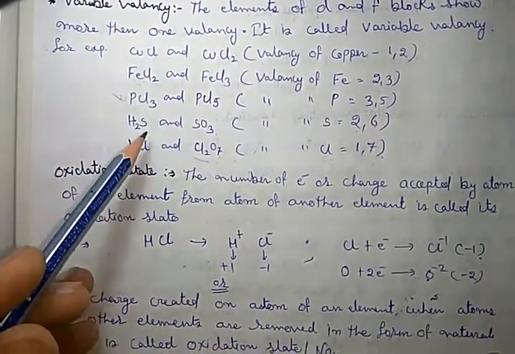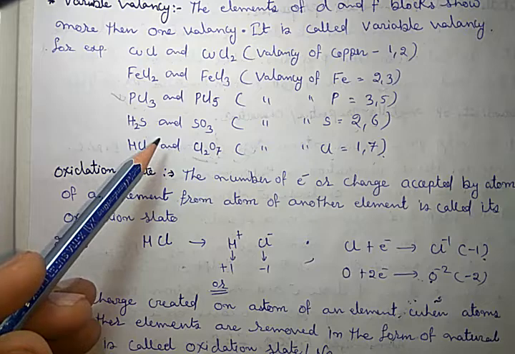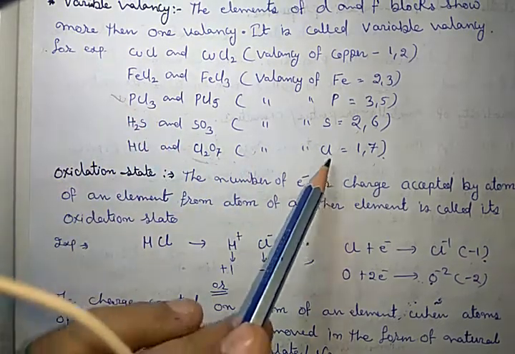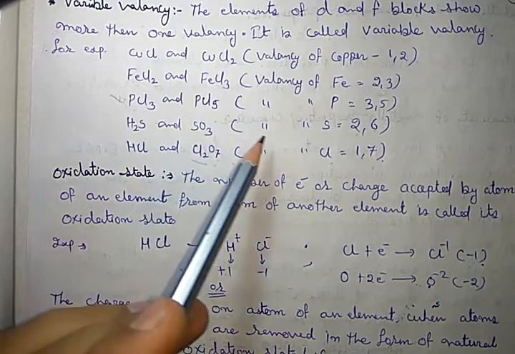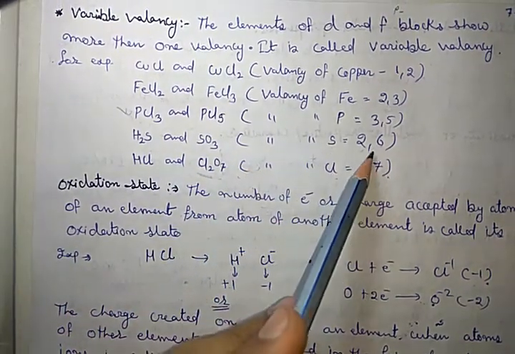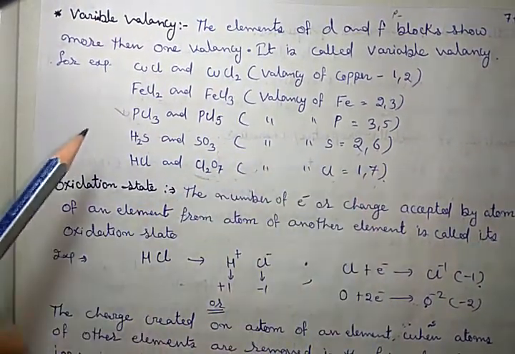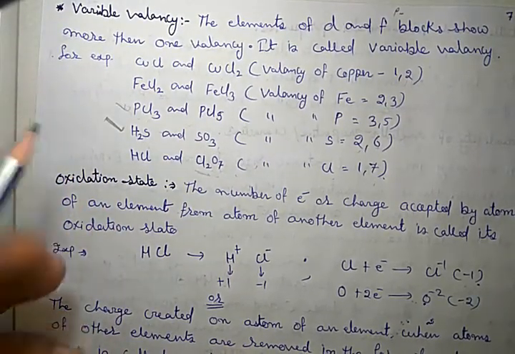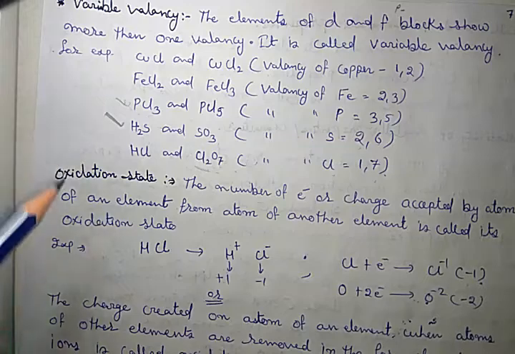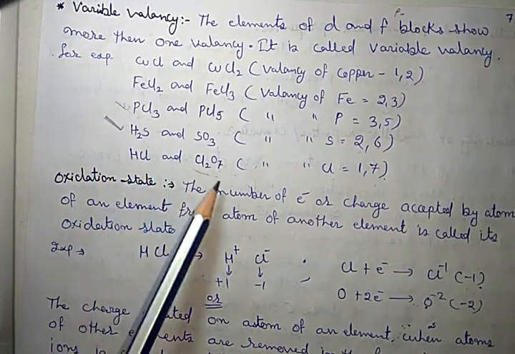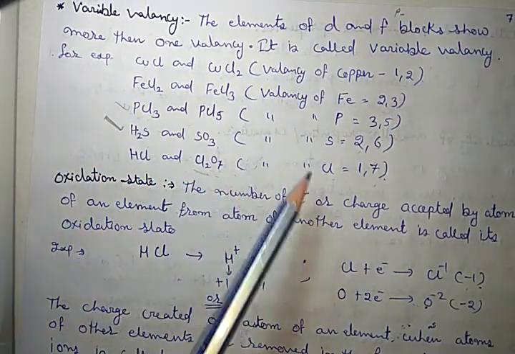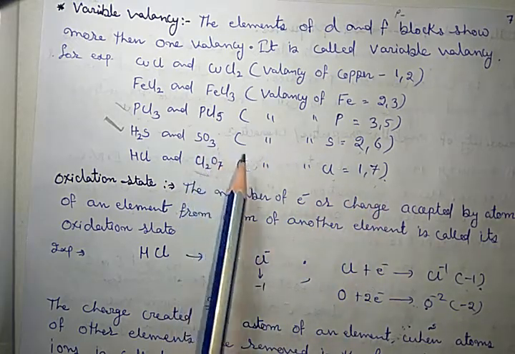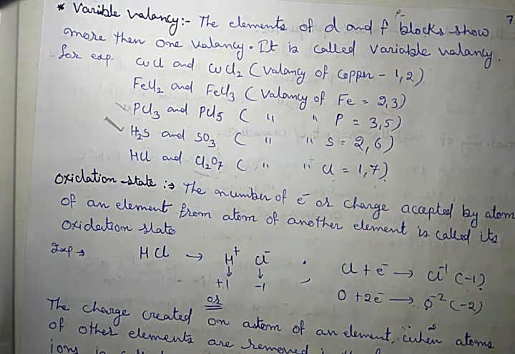Now sulfur shows the same behavior. In the case of H2S, its valency is 2, but when it combines with oxygen and makes sulfur trioxide, then its valency becomes 6. It is also a p block element. Similarly HCl and Cl2O7, in which chlorine has valency 1, and in Cl2O7 its valency is 7.